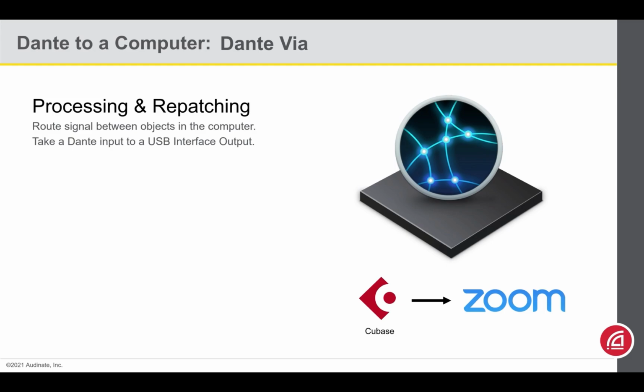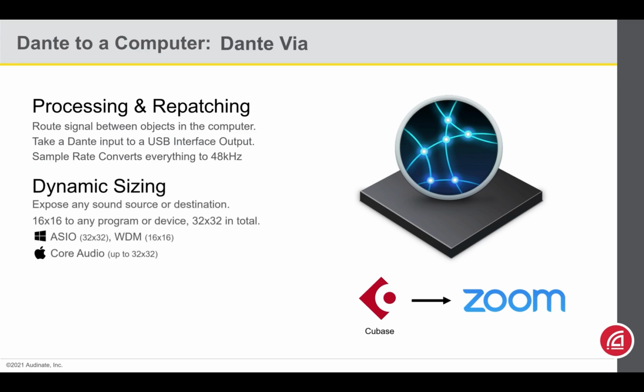Dante Via makes the link between programs very easy with sample rate conversion built in. So you can share your 96 kHz project in a 48 kHz video conference. No problem. The number of channels in Dante Via can expand as you add your routes. It supports up to 32 by 32 links in total, up to 16 by 16 channels to any given application. Now, sample rate conversion, routing between devices, and mixing all takes a bit of time in the background of the computer. So this will introduce more latency than Dante Virtual Sound Card.